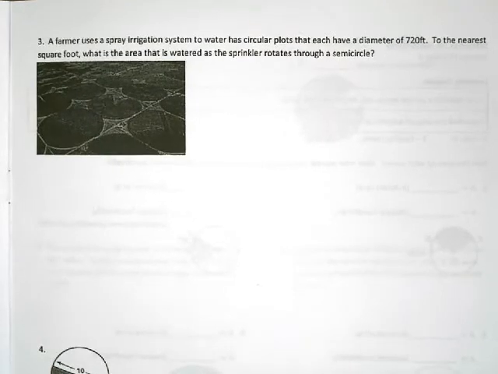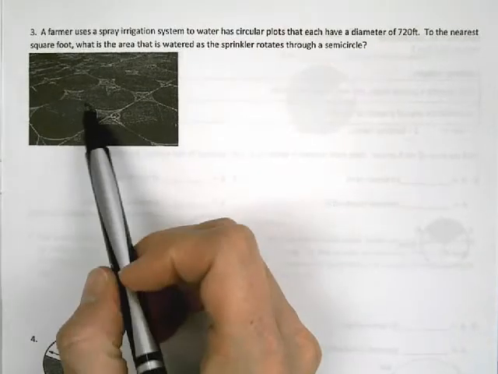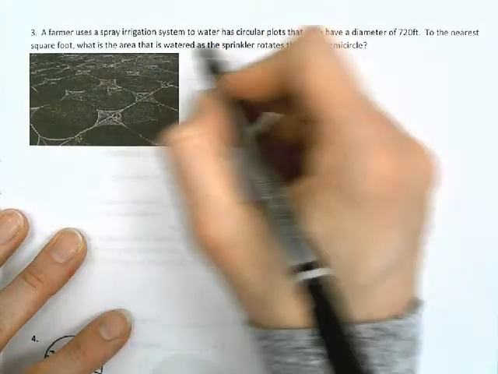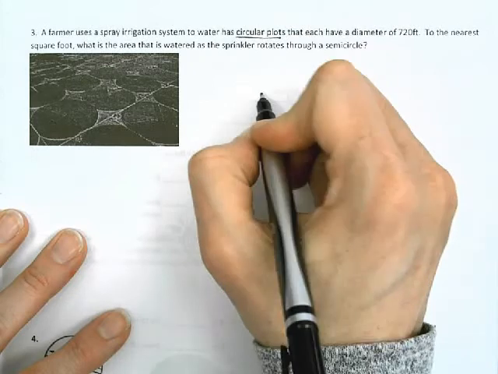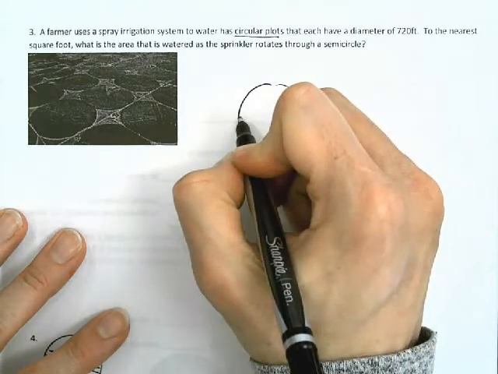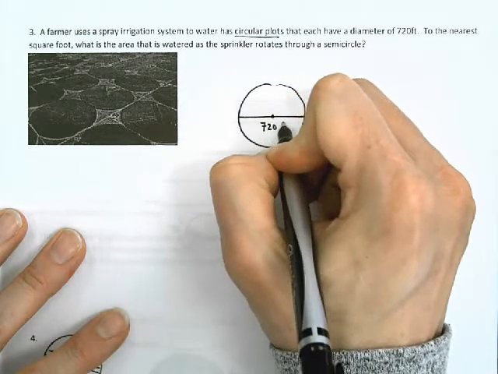Okay, so here it says a farmer uses a spray irrigation system to water his circular plots that each have a diameter of 720 feet. Then to the nearest square foot, what is the area that is watered as the sprinkler rotates through a semicircle? So it kind of gives you an overhead view of some of these plots. So I'm going to draw a figure to help me out here. I know I'm dealing with circular plots, right? So I'm just going to draw a circle. And I'm told that the diameter of that circle is 720 feet.